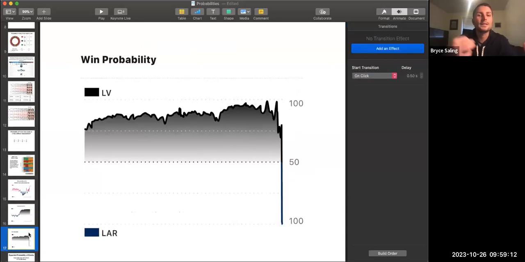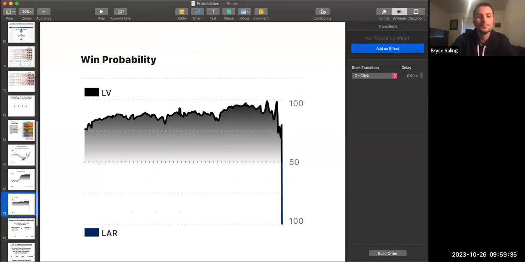And then this would be an example of a choke job. Okay, I'll post the video as well. So this would be an example of a choke job. Las Vegas is up the whole game, and then something happens in the last minute, and they end up losing, and the Rams end up winning. So this is what a choke would look like on a win probability chart.